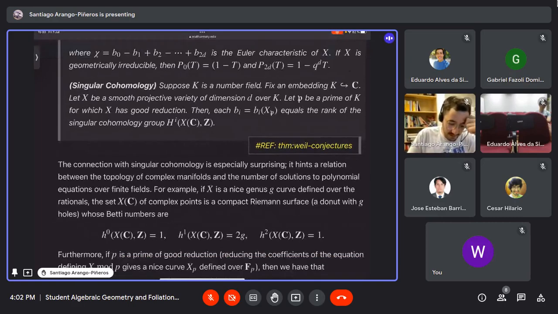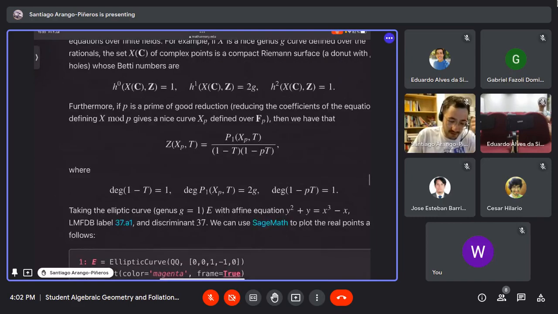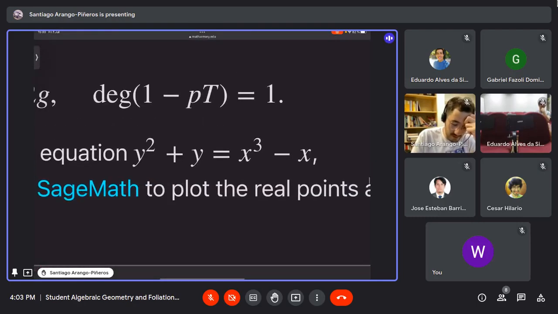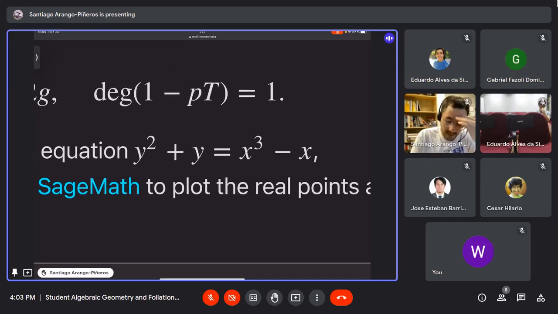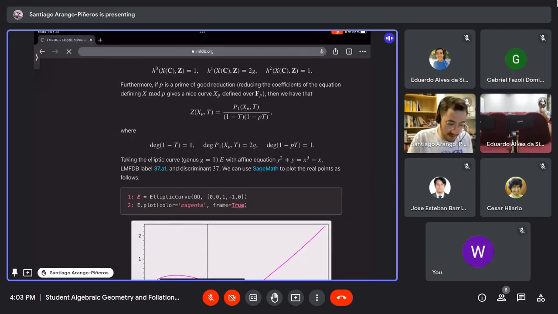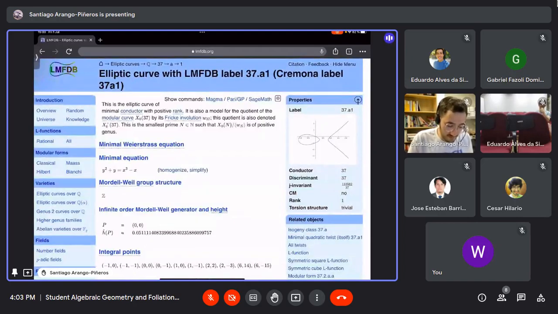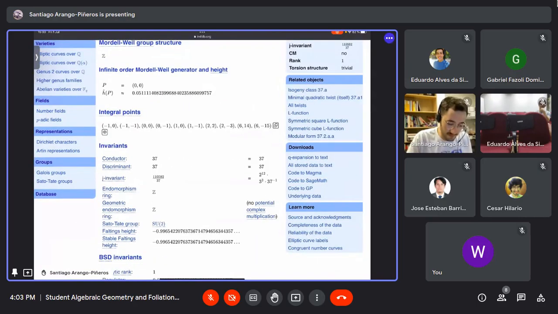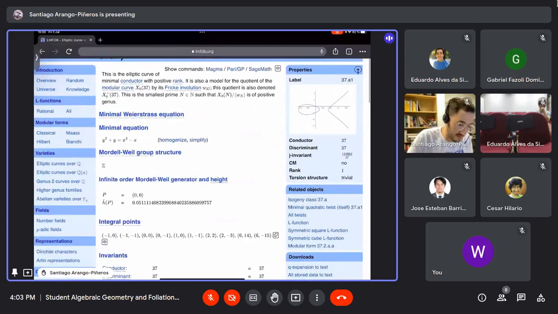So let's look at the example of an elliptic curve, right? Let's say our variety is given by this equation here: y squared plus y equals x cubed minus x. This is a nice curve. If you go to this link, it takes you to the LMFDB, and there's all the information that we humans know about this elliptic curve. So you can look at the minimal equation, the rank, the conductor, discriminant, j-invariant, whatever invariant you're interested in, you're going to find it here.